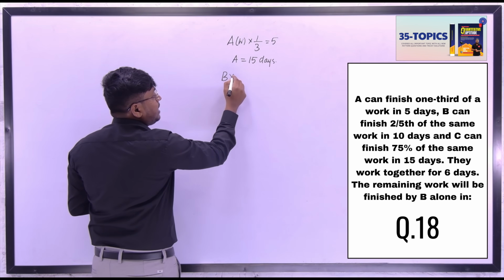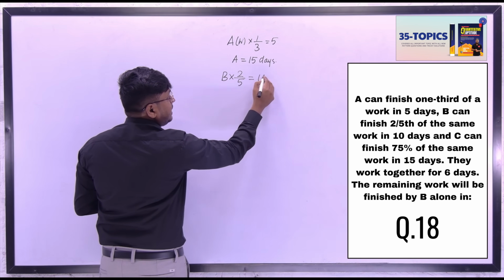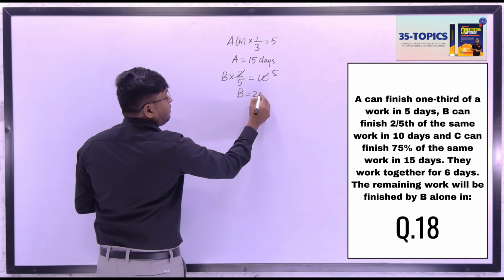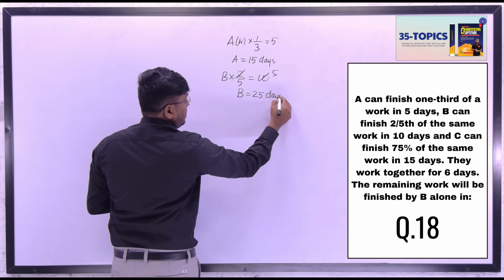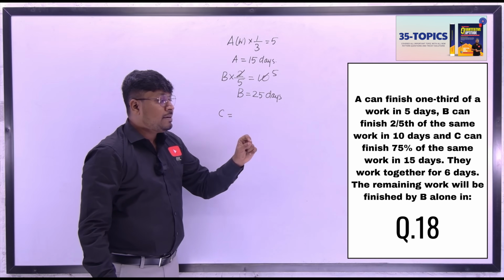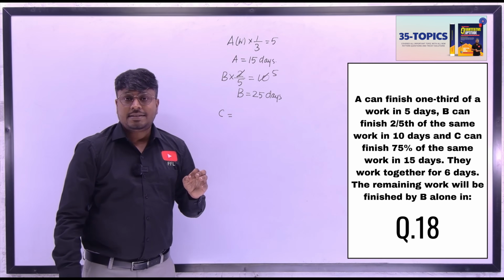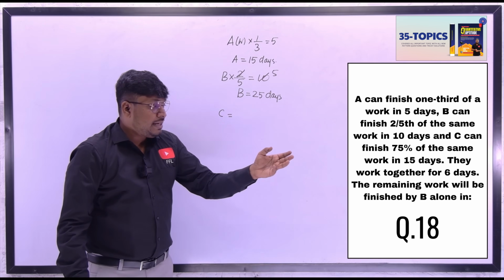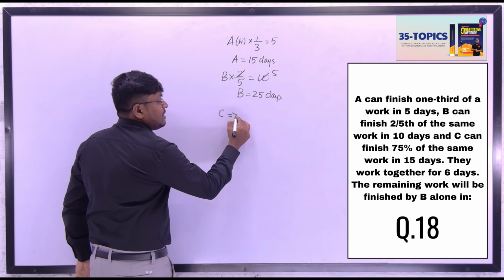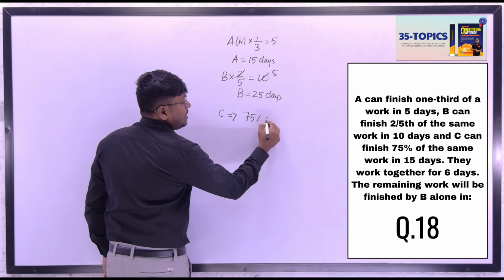So B will be completing 2 by 5 of the work in 10 days. So this can be written as B will be completing the piece of work in 25 days. So now what about C? C will be completing 75% of the same work in 15 days. So if 75% takes 15 days, then we have to find what is 100%. So 75% is equal to 15.